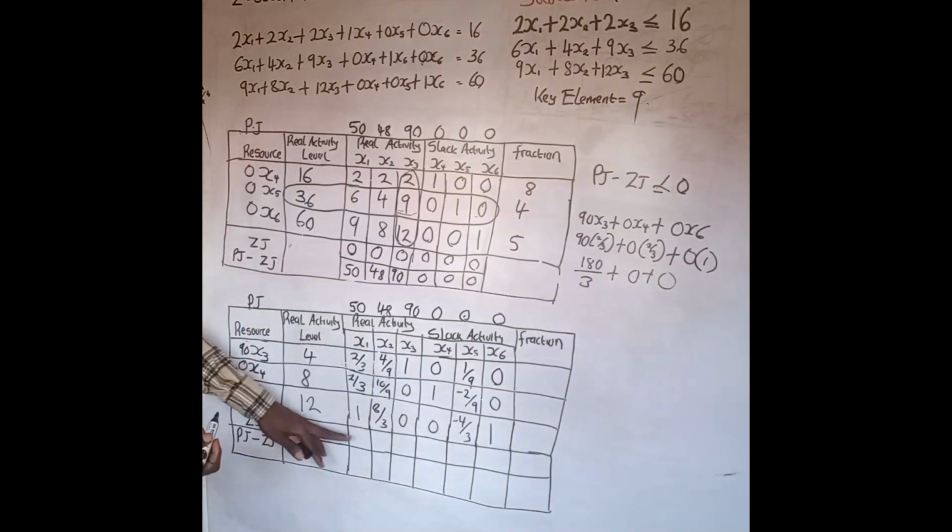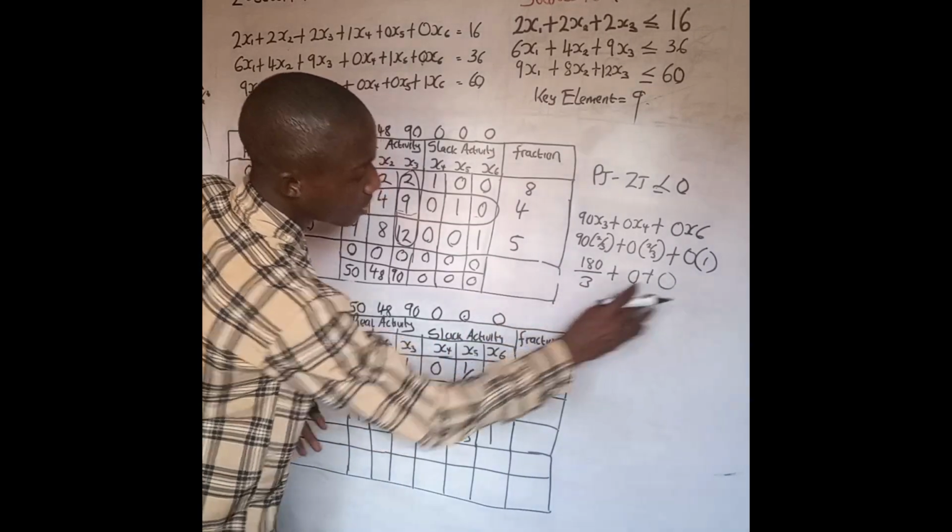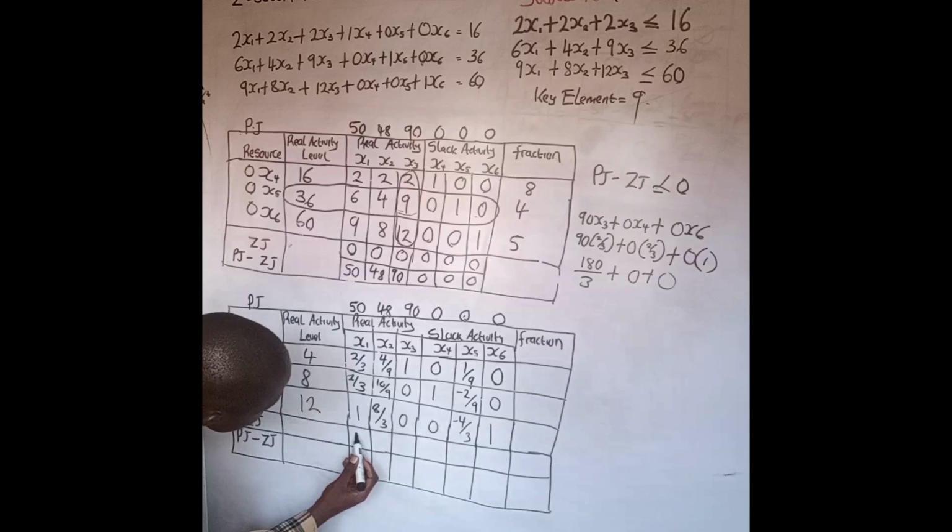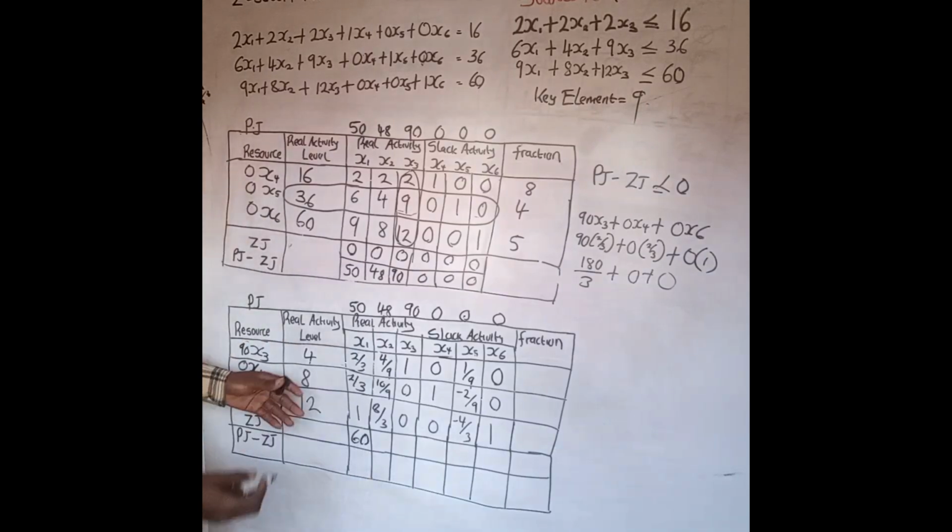So therefore, the value of my PJ in this cell will be what? 60. I'm going to be having 60 plus 0 plus 0, that is 60. So the value of my PJ here is 60. Now, if I want to find the value of the PJ for this column x2, I'm still going to be using the same approach.